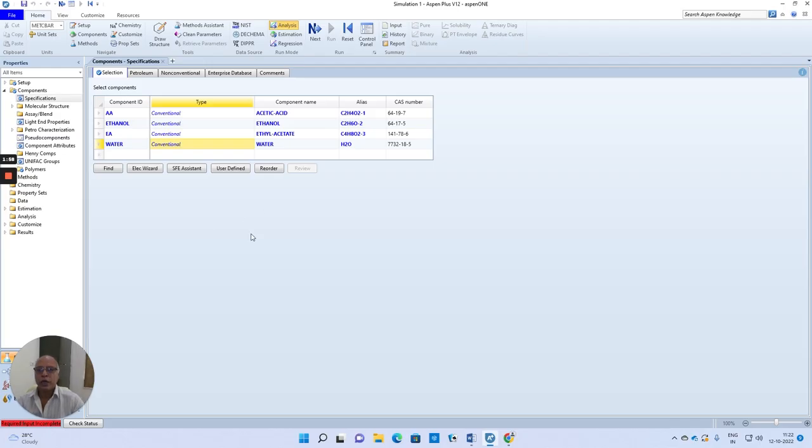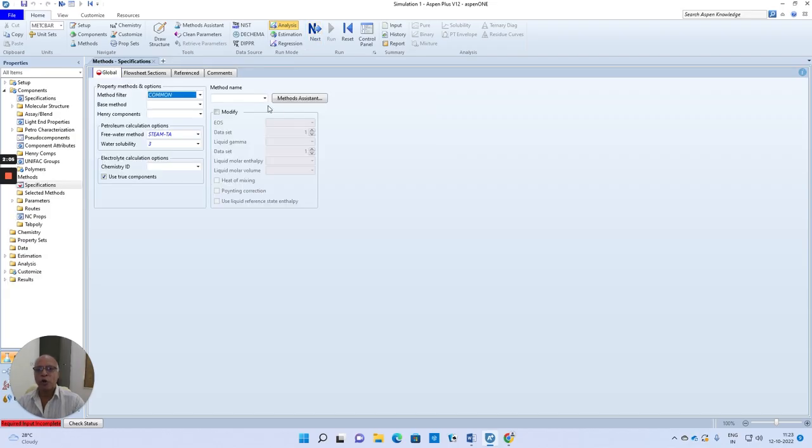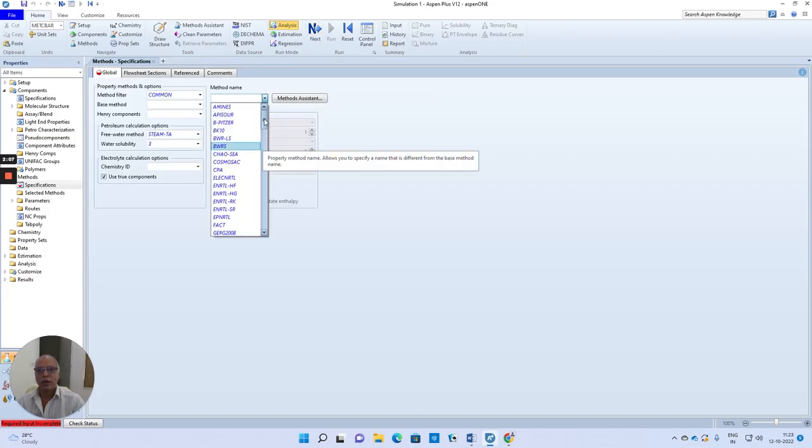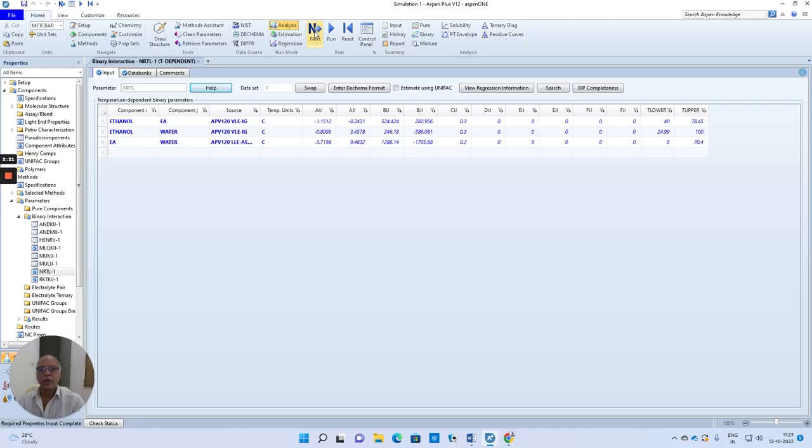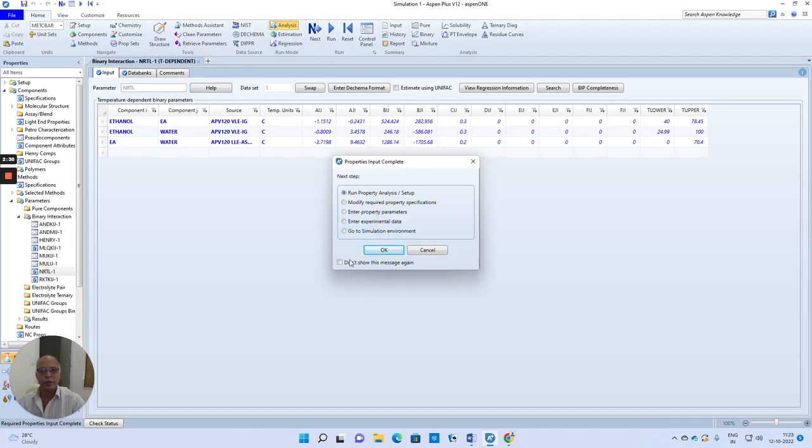Selected the components. Now you go to the next step and you are required to identify an appropriate property model. Probably I will be selecting an NRTL model to represent the properties required for this system. So after selecting the model, you can go to the next input screen. These are the various parameters that are available for these components that we are going to use in the case of the NRTL method.